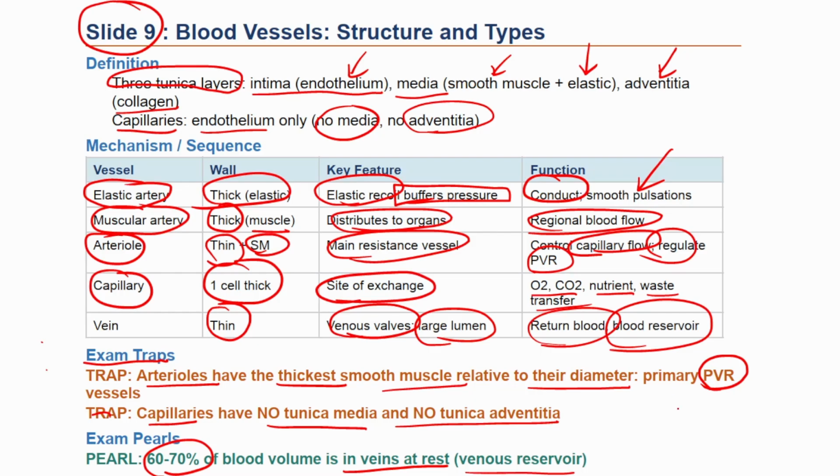To bridge this structural layout with fluid physics, finally, we need to remember that arterioles are the primary PVR vessels. PVR stands for peripheral vascular resistance, and if any minor adjustment is done to the smooth muscle tone of these arterioles, it will trigger an exponential change in resistance, as fluid resistance is inversely proportional to the fourth power of the vessel radius. That means capital R is proportional to 1 over r to the power 4. This small r stands for vessel radius, and this capital R stands for fluid resistance.